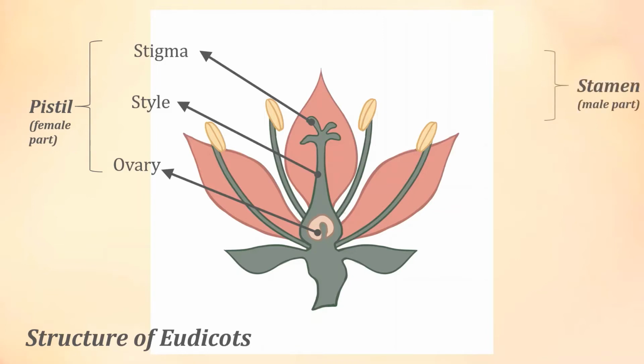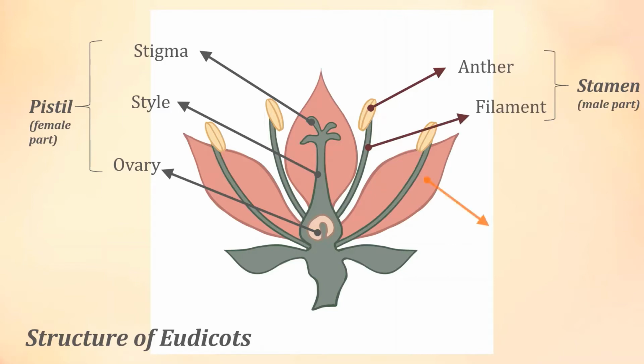seed. Moving on, the male parts of the flower are collectively referred to as the stamen, and are made up of the anther and the filament. The anther is the pollen-producing organ of the flower, whereas the filament is the slender stalk that supports the anther.